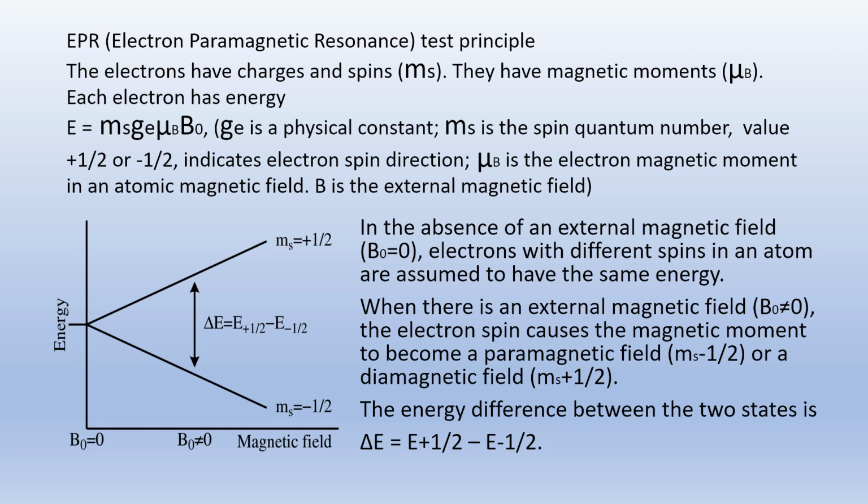In the absence of an external magnetic field, B equals 0, electrons with different spins in an atom are assumed to have the same energy. When there is an external magnetic field, B not equal to 0, the electron spin causes the magnetic moment to become a paramagnetic state, ms -1/2, or a diamagnetic state, ms +1/2. The energy difference between the two states is delta E equals E(+1/2) minus E(-1/2).